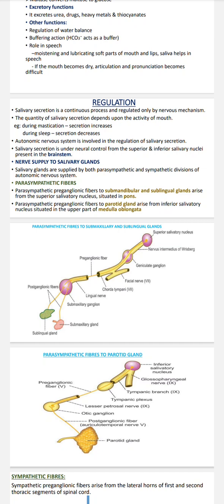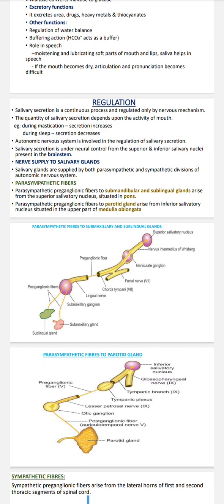Salivary secretion is under neural control from the superior and inferior salivary nucleus, which is present in the brainstem region. So the nerves supply the salivary glands. Salivary glands are supplied by both parasympathetic as well as sympathetic divisions of the autonomic nervous system.